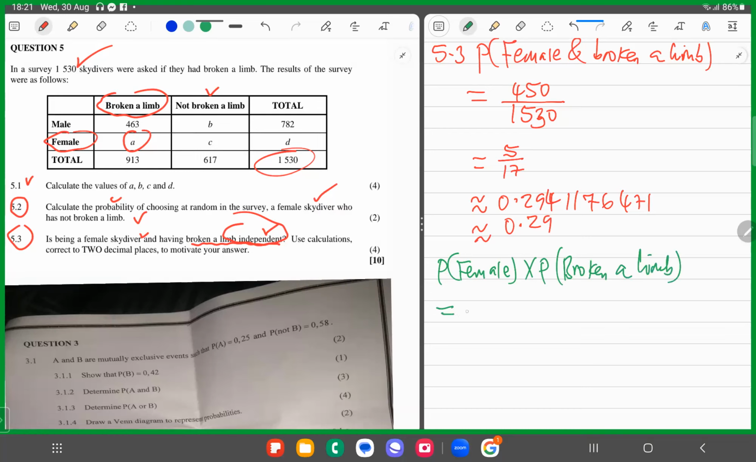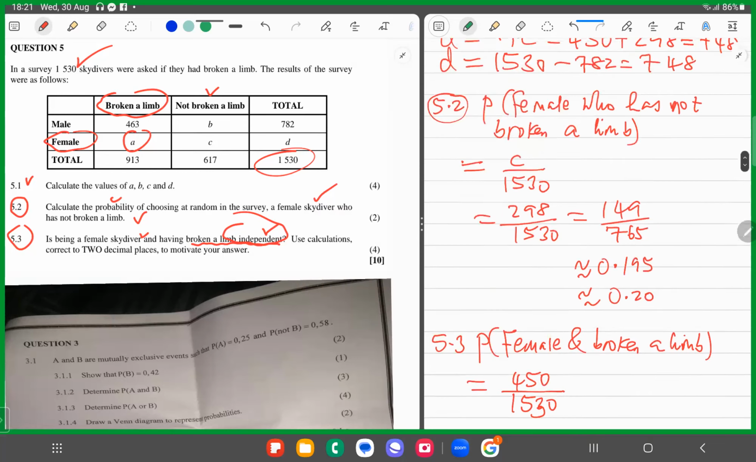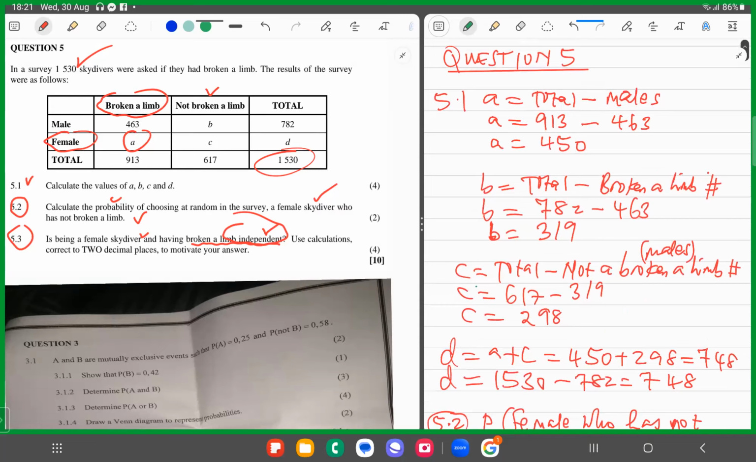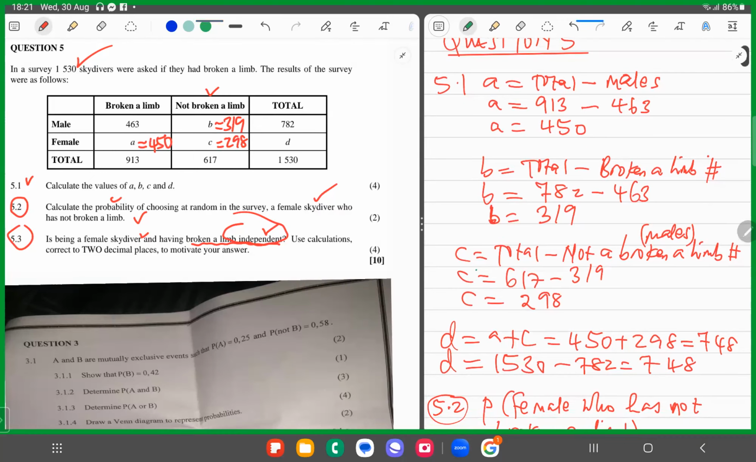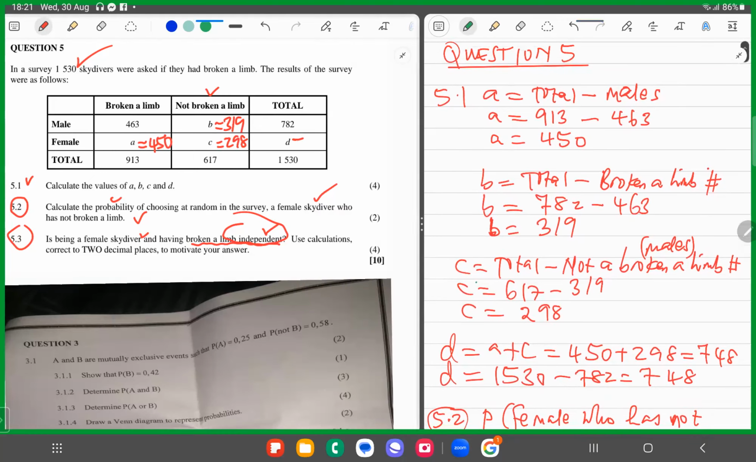What is the probability of female? Let me just plug in the values we got here into the table so that we can see very well, lest we forget. So A is 450. What is B? B is 319. What is C? It is 298. So I'm just picking them from where we worked them out. D is 748.